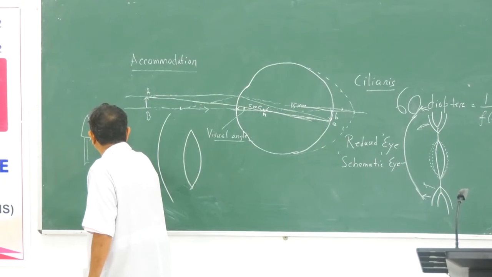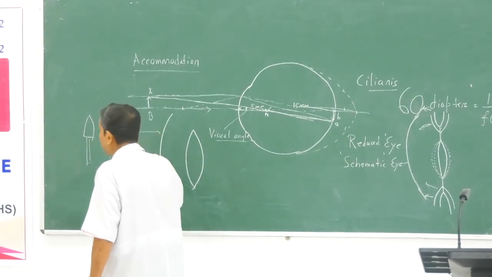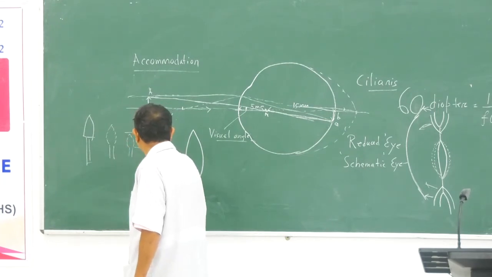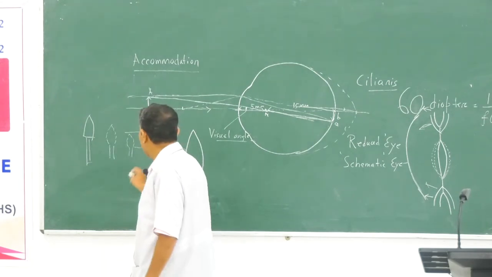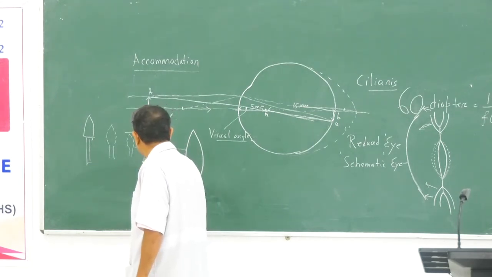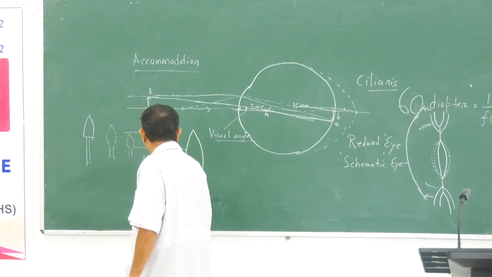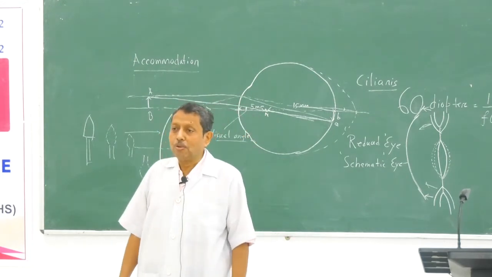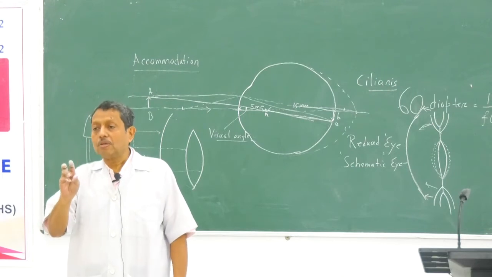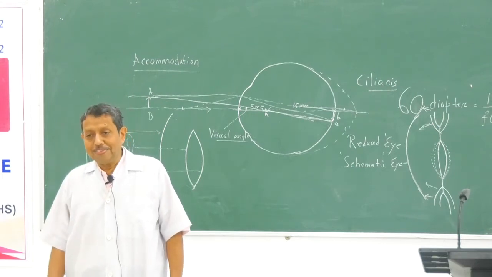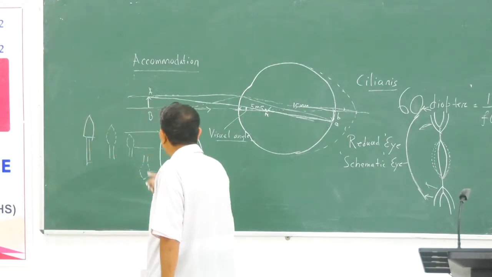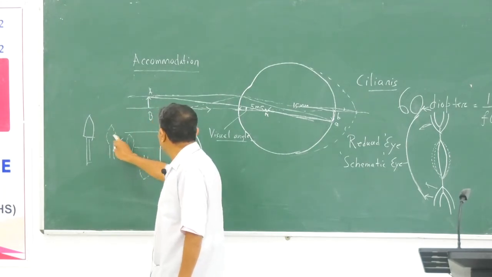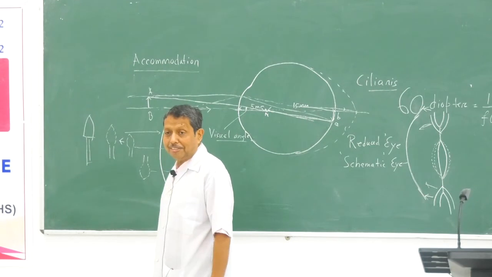One erect image is due to the anterior surface of the cornea. The second image is due to the anterior surface of the lens, and another inverted image is due to the posterior surface of the lens. In the relaxed condition, these are their positions, but when the individual looks inward, accommodation takes place, and there is displacement of this image in this direction. But there is almost no change of this image and a negligible change of this image.